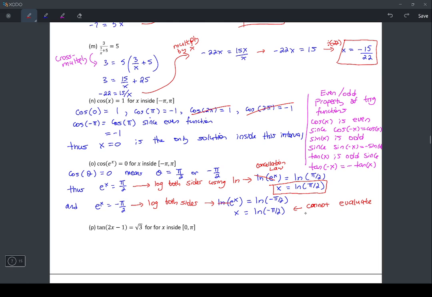Cannot evaluate log functions at negative numbers. So we don't get that as a solution. We only get ln of pi over 2 as a solution. As you can tell, or as you should be able to tell, these are hard. These are not easy questions.